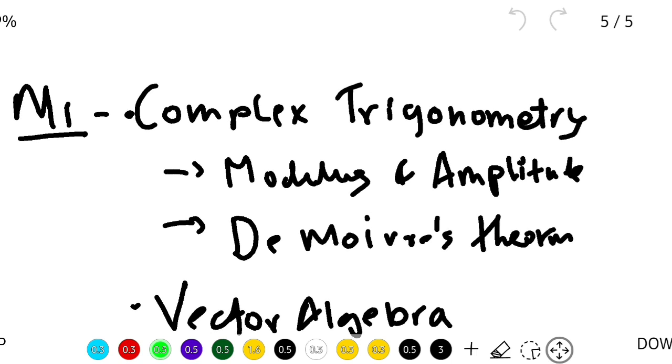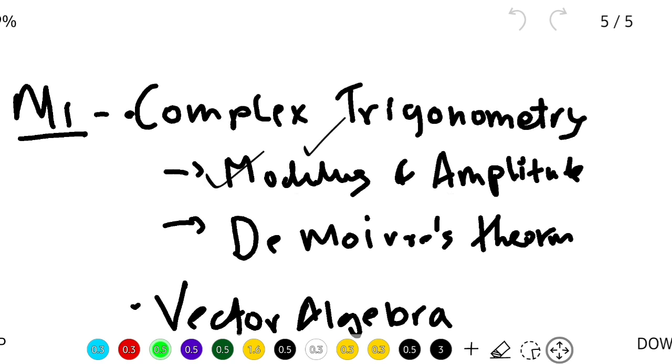In complex trigonometry, the two topics which you need to know are the modulus, how to find the modulus, and the amplitude. So the questions I'm going to solve in this question paper include these topics. All the types of questions are included in the previous year paper of JAN 2021. So we'll be discussing the topics which are there in the modules and then we'll be going on to the solutions. Okay, so the first topic is the modulus and amplitude.